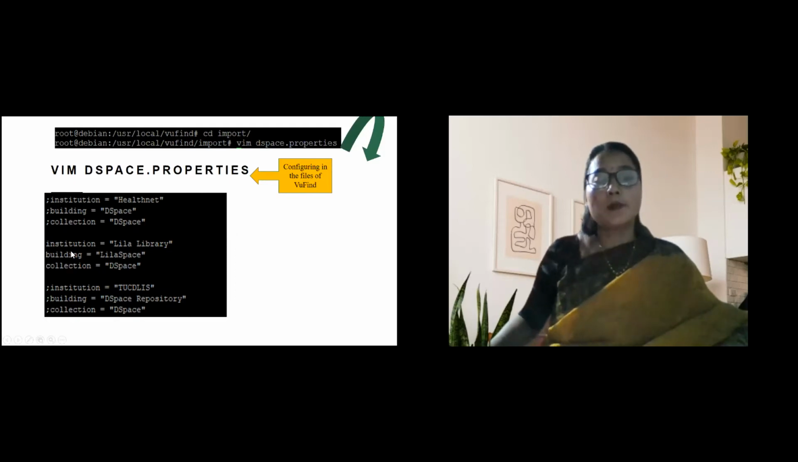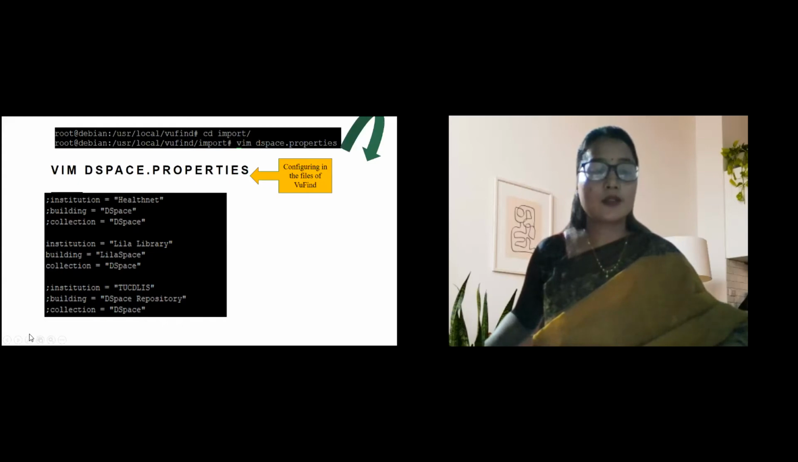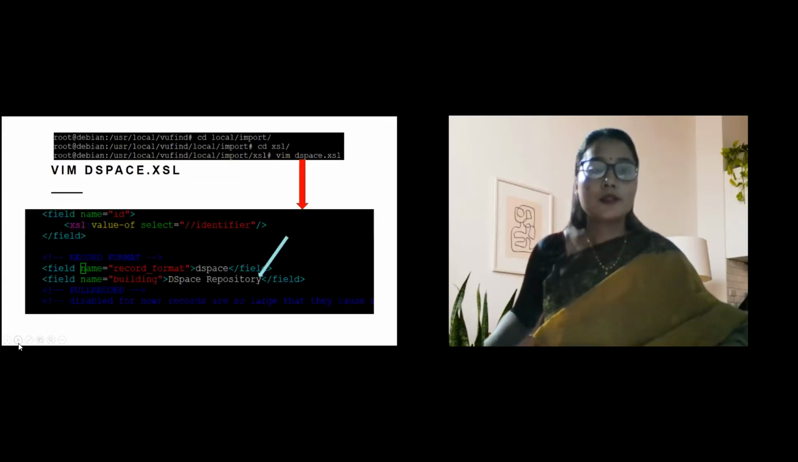So make sure which library, which collection you are going to index in Harvest and index in VuFind, only that should be uncommented. Otherwise, it will create a problem. Make sure about it. And this is the place where we have to again change vim dspace.xsl. There are so many things. These are the manual processes I'm taking.